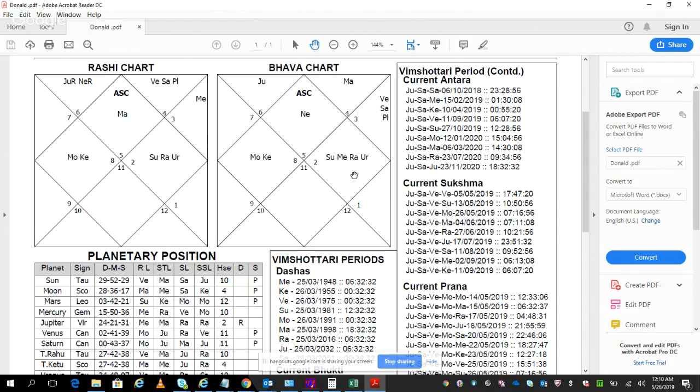Now, Jupiter's star lord is Mars. We need to see which houses Mars is owning. Mars is owning the 12th house, the 4th house, and the 9th house. So when the 9th house gets connected with the 10th house, the person will switch his profession, because the 9th house is change of profession.